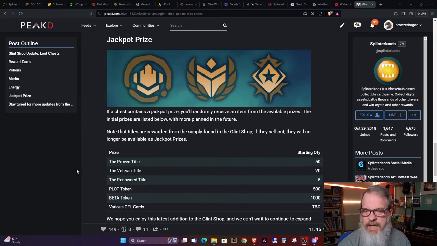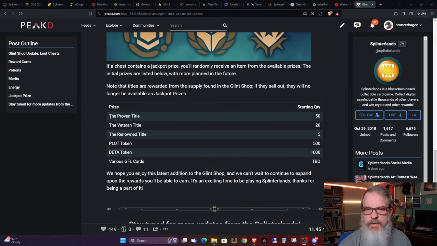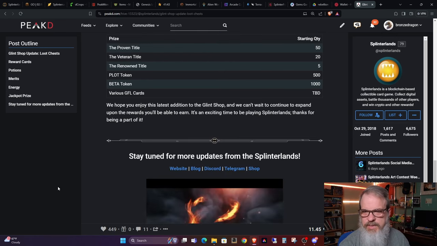And also, you've got the jackpot prize, which we talked about. You have three titles available. You have 500 plot tokens available. You have 1,000 beta packs available, and there are various gold foil legendary cards, which there isn't a number on, to be determined. So as they said in the town hall, once the number is reached and they're given out, then that will come out of the possibility of being in a chest, and they will cycle something in its place, hopefully of the same value type. We will see how that goes.